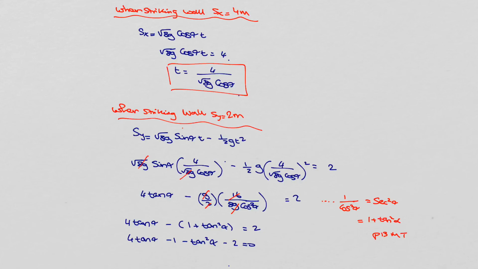Okay, so we have 4 tan alpha minus 3 minus tan squared alpha, and then multiply across by minus 1, and we now have a lovely quadratic to solve. So what are our factors of 3 that are going to add to give us minus 4? Well, it must be minus 3 and minus 1. So if I sub back in, we have tan squared alpha minus tan alpha minus 3 tan alpha plus 3. And again, remember, it doesn't matter which order you put those 2 values back in there for 4 tan alpha.